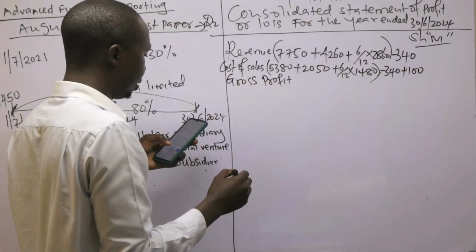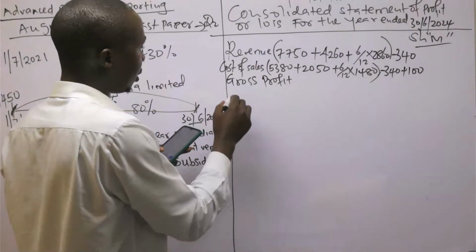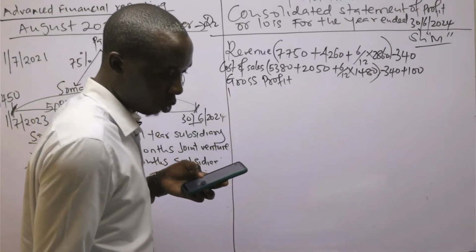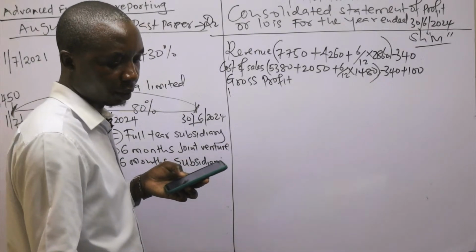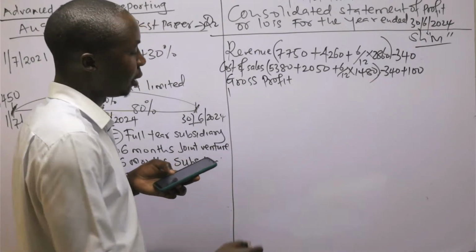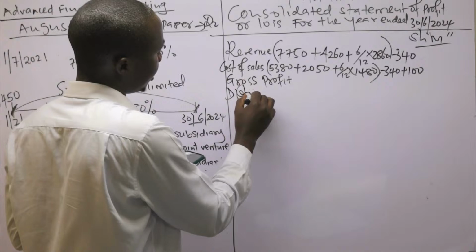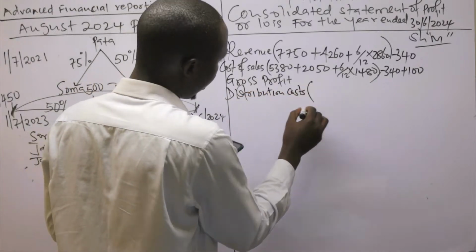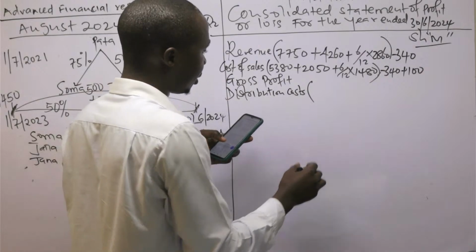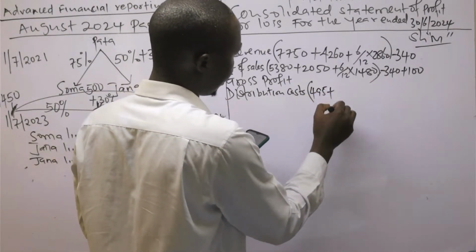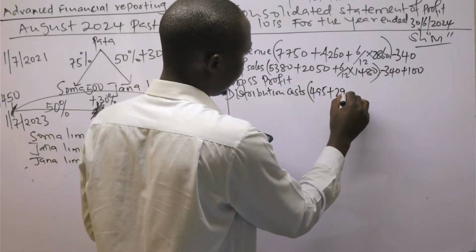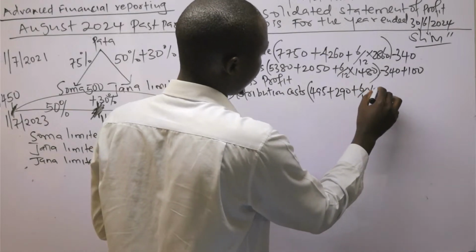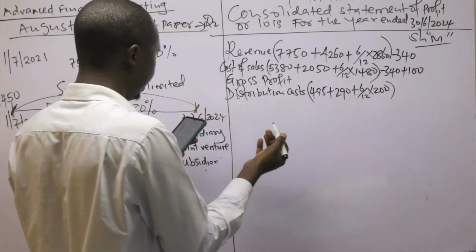After gross profit, I will just go direct to what? Distribution cost. So we have the distribution cost, which is direct. So the distribution cost is all about 495 plus 290 plus 6 over 12 times 200. No adjustment.